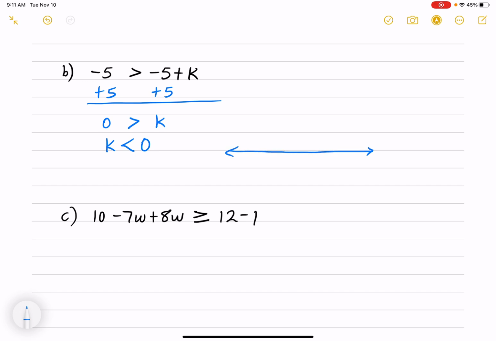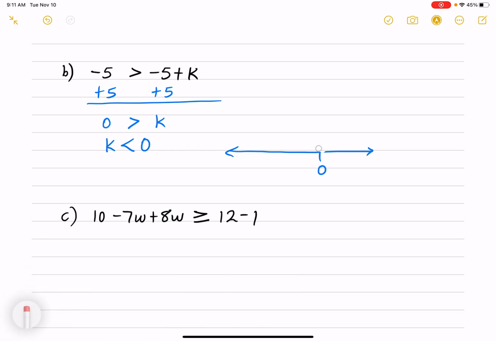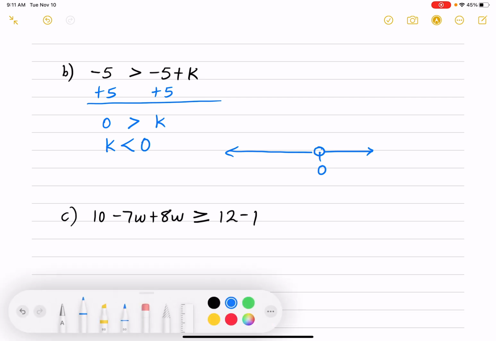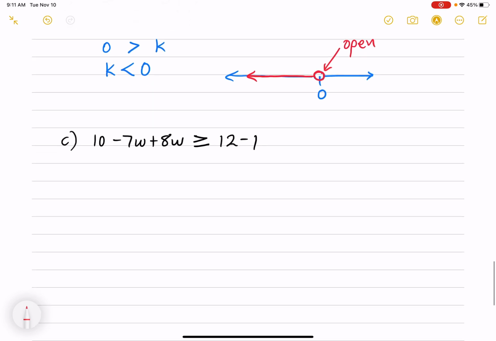So now we could say that k is any number less than 0, not including 0. And so we're going to say that all of the numbers to the left of 0 are solutions, but again it's open because 0 is not less than 0. 0 is not part of the solution.